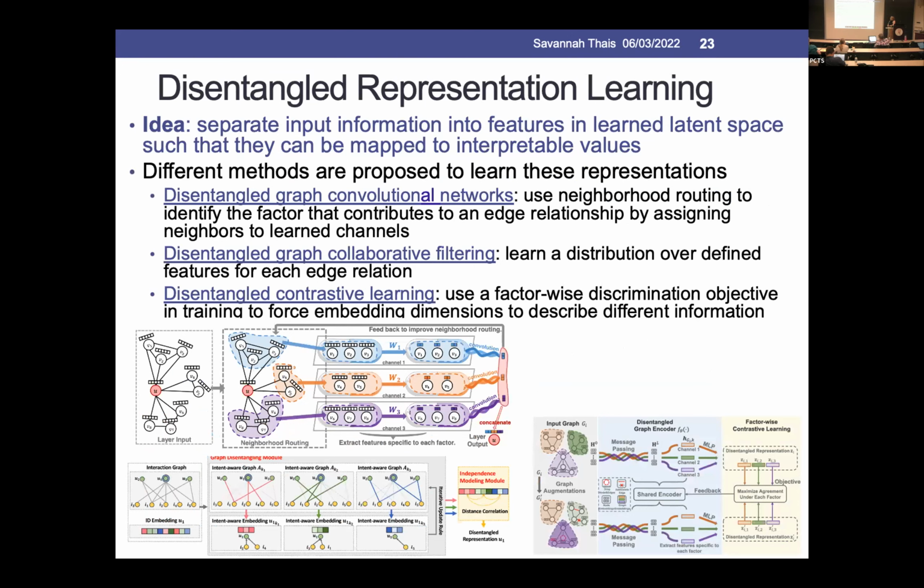And then finally, there's a lot of different approaches to doing disentangled representation learning on graphs. Disentangled representation learning is the idea that you're trying to separate the input information to some low-level classifier into features in a latent space, such that the latent space of your features can be mapped back to some human interpretable values. And this is quite hard to do in a lot of cases. There's no specified recipe for doing this successfully in every case.